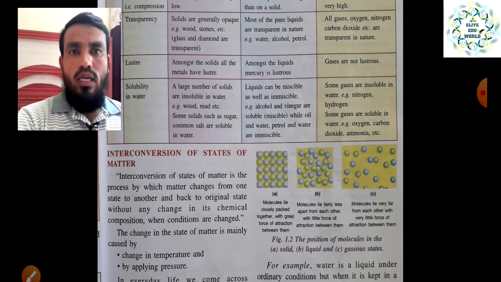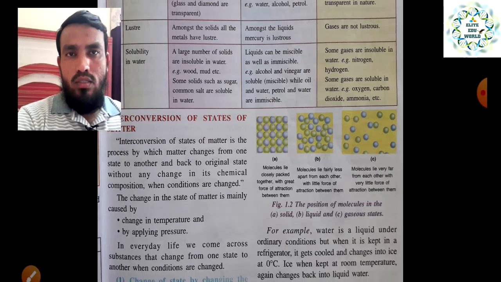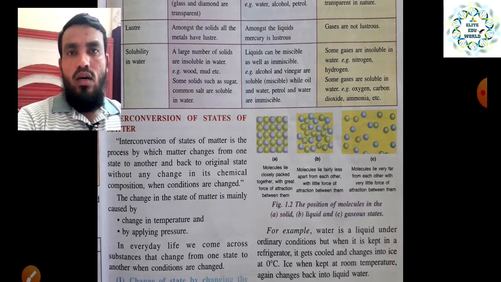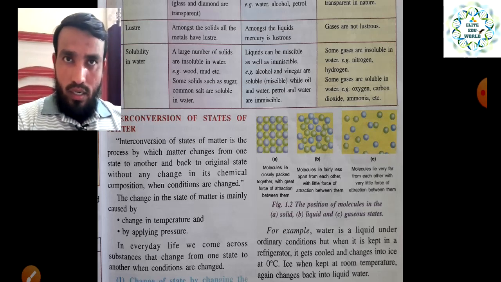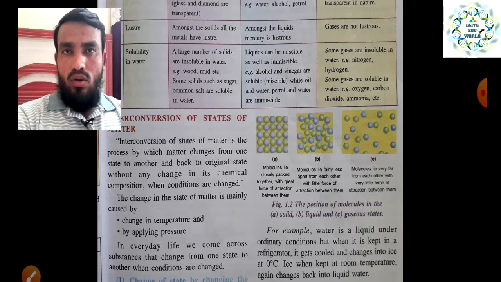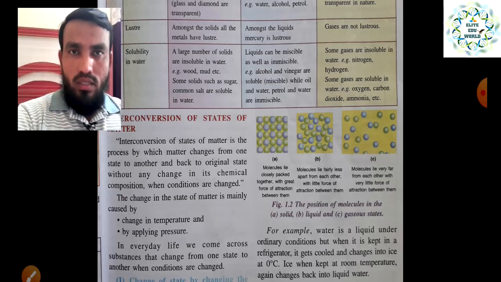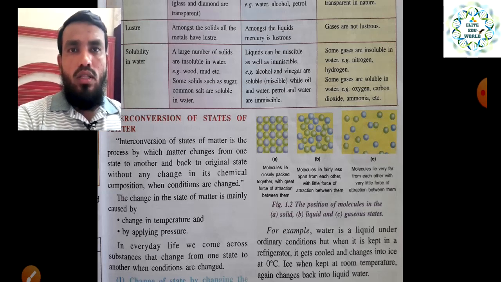So that is the interconversion of the states of matter: the process by which matter changes from one state to another, from solid to liquid, liquid to gas, gas to liquid. This is the interconversion, and it happens without any change in its chemical composition. It changes only the state, but the chemical composition remains the same in all the states. That is why it is called interconversion.